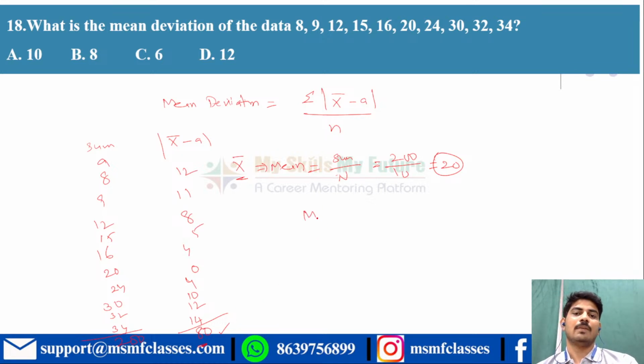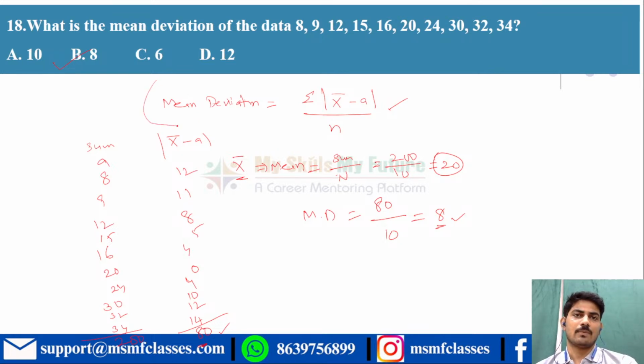In order to find the mean deviation, as per the formula, summation of x bar minus a, I am getting 80, divided by n. How many observations are present? There are 10 observations present. So the mean deviation I am getting is 8 here, which is presented in option B. I hope you are clear with this point.